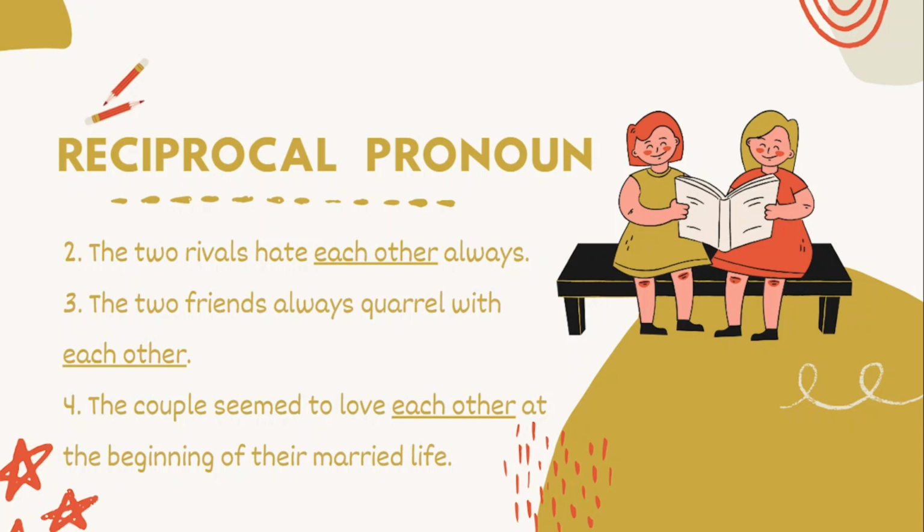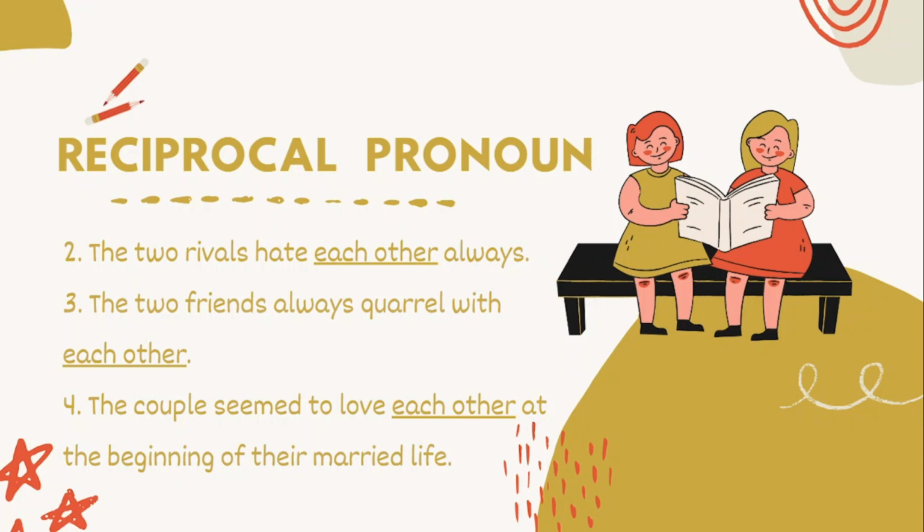In this sentence, the couple is the subject, and seemed is main verb 2. The sentence is in past simple active voice. Love is another verb. Each other is written in the place of the object. What is the meaning of this sentence? Couple means here two persons.